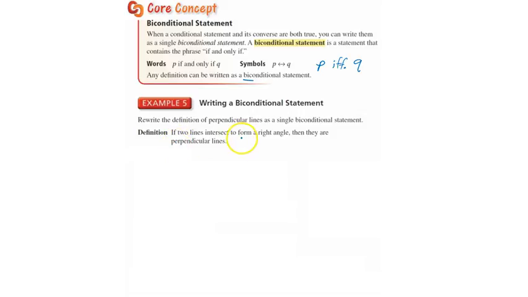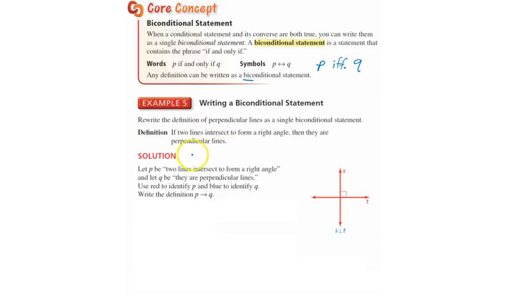If two lines intersect to form a right angle, then they are perpendicular lines. So that was our conditional. So P is two lines intersect to form a right angle. Q is they're perpendicular lines. And then we're going to write it as P implies Q. That's our conditional. Then we'll write the converse, Q implies P. So if two lines are perpendicular, then they intersect to form a right angle.